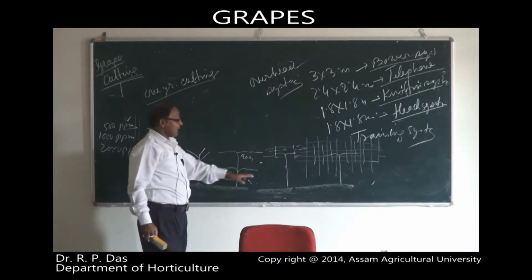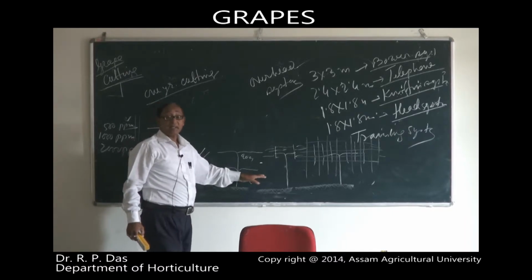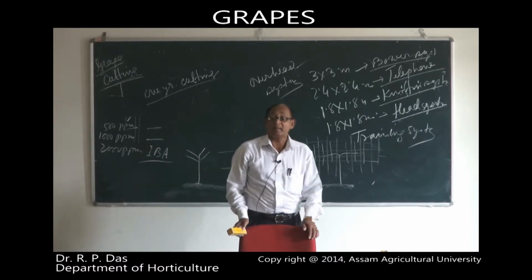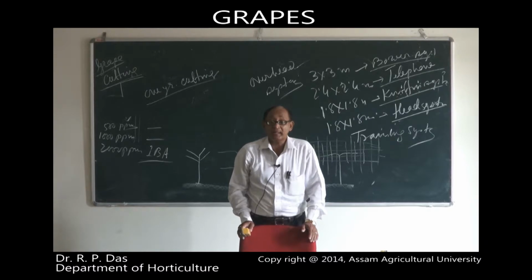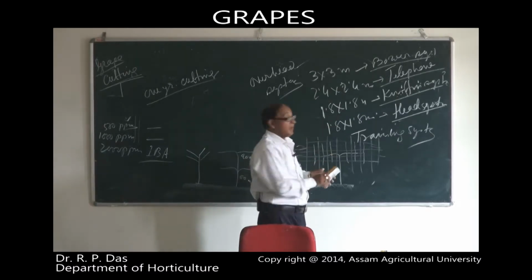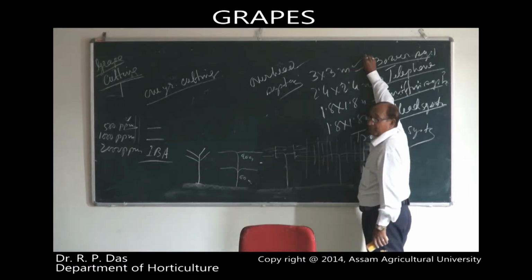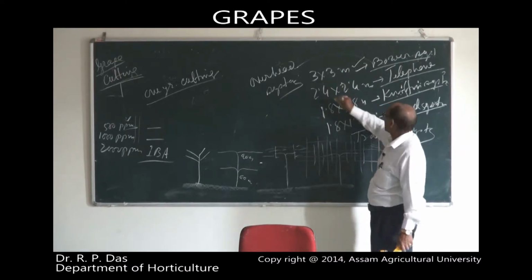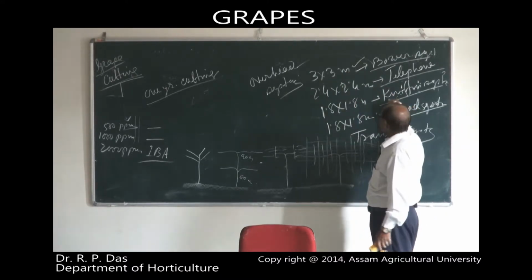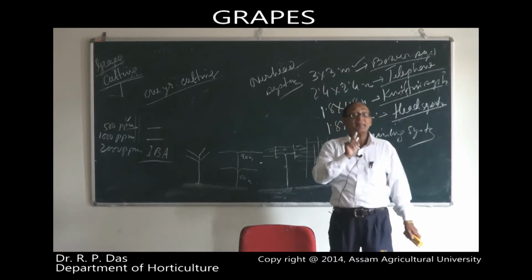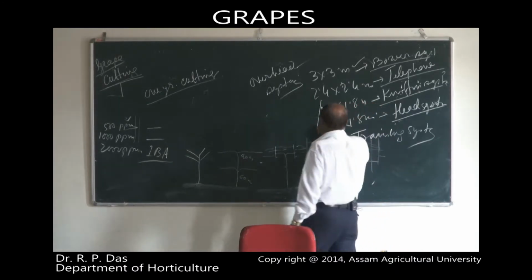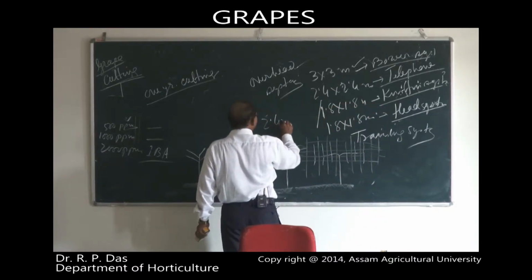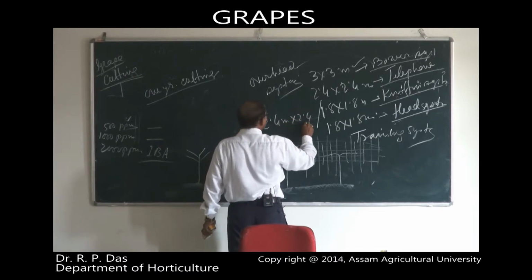Depending upon the variety, in case of vigorously growing varieties like Anab-e-Shahi, Bangalore Blue, Pearl Lette, you have to go for Bauer system, planted at a 3 into 3 meter spacing. Of course, in Kniffin system, if the Pearl variety is grown, then the spacing is a bit closer, 2.4 into 2.4 meter.